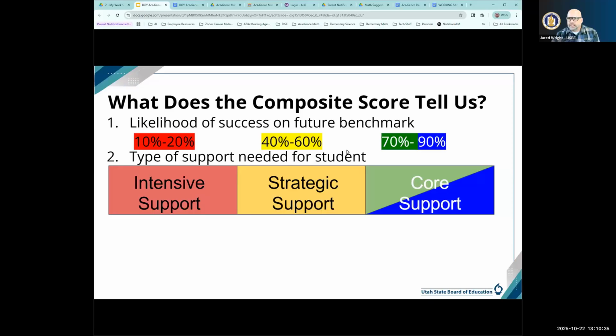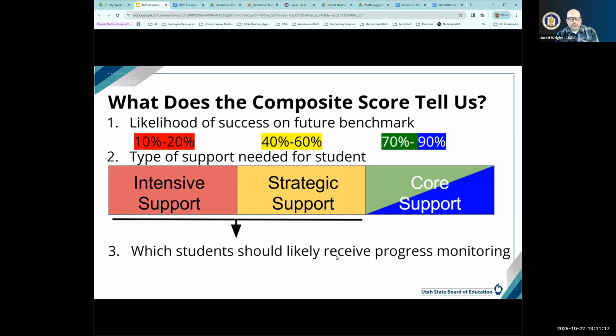The second thing it lets us know is what type of support a student will need to achieve the benchmark level. For those at or above benchmark, most likely the whole class tier 1 instruction may be enough for them to achieve at benchmark. Below and well below are going to need some strategic and or intensive supports to help them meet that.